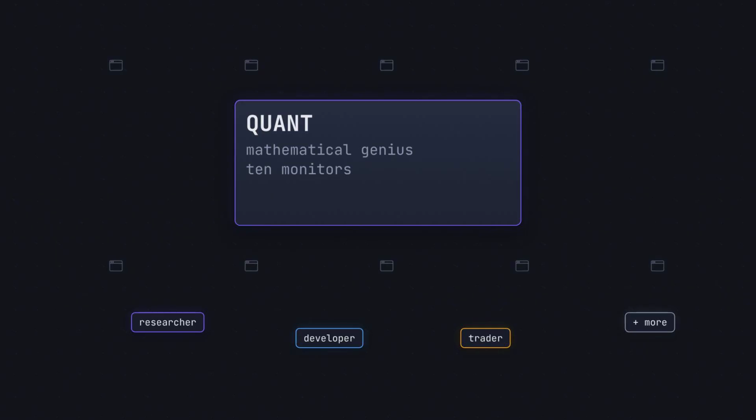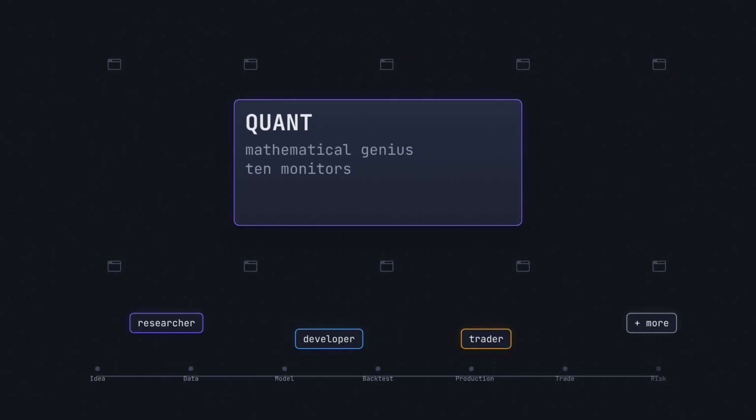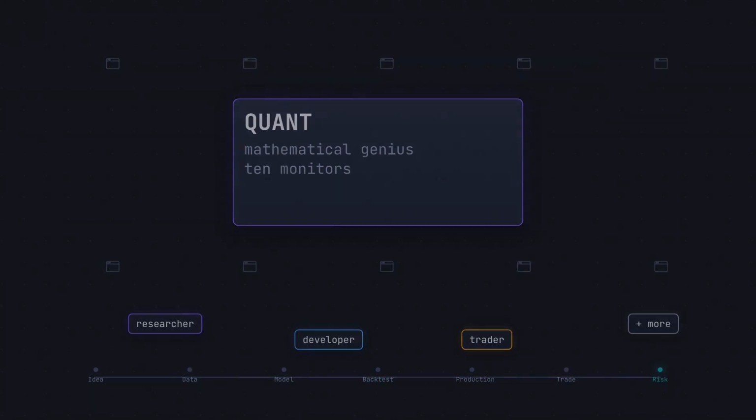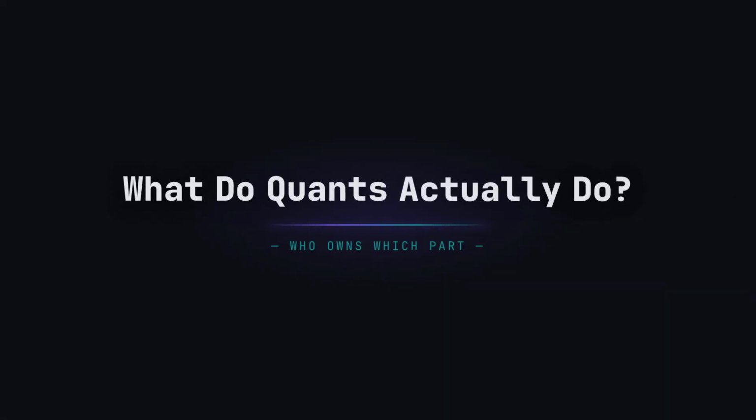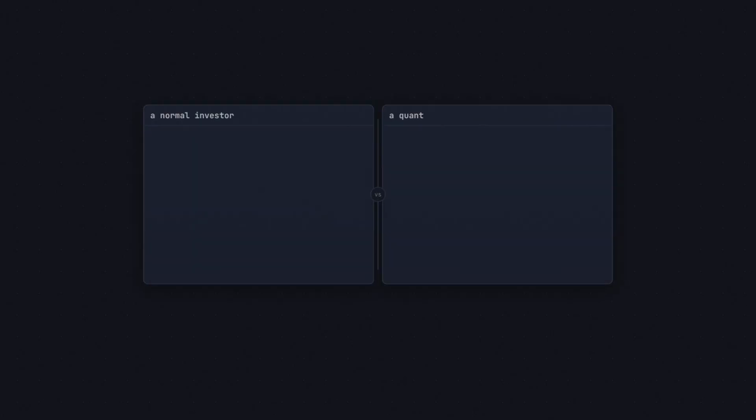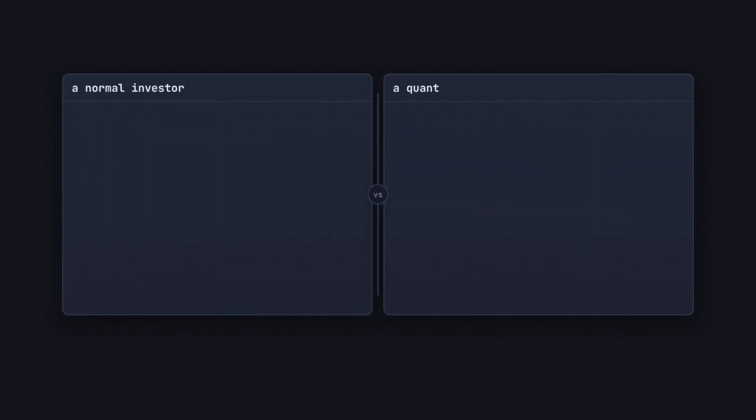A quant researcher, a quant developer, and a quant trader can all work on the same trading strategy, and they handle completely different parts of it. The easiest way to understand the roles is to follow one trading idea from beginning to end. Idea, data, model, backtest, production, trade, risk. By the end of this video, you will know who owns each part of that journey and which role might fit you.